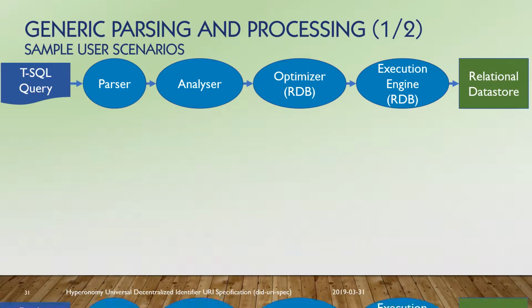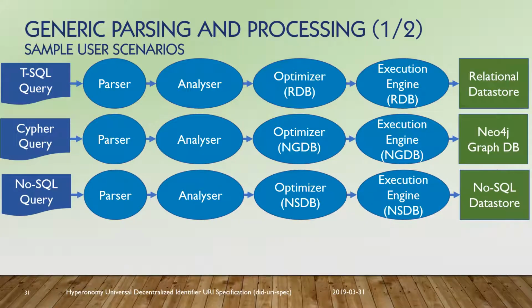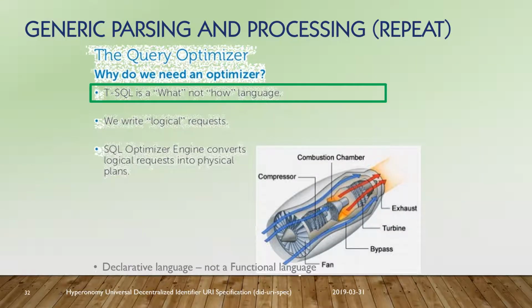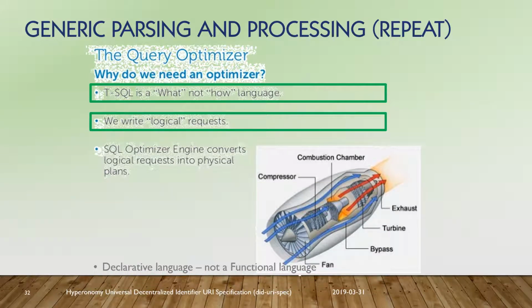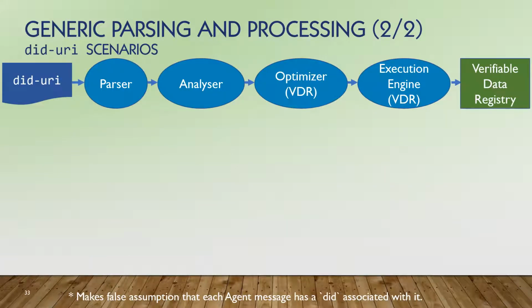Okay, so I'm just going to bring these back. Remember, these are the non-DID-URL scenarios: parse, analyze, optimize, execute against the respective store. And we saw this before, and we're being reminded that the role of a language is to specify what and not necessarily how. That we're actually creating or writing logical requests, and that these languages, including the DID URI spec, are declarative languages and not functional languages.